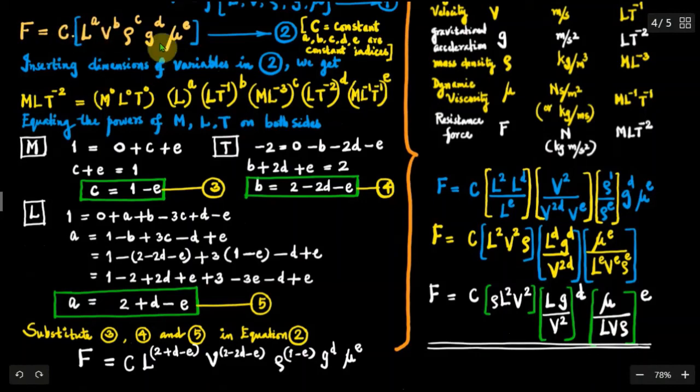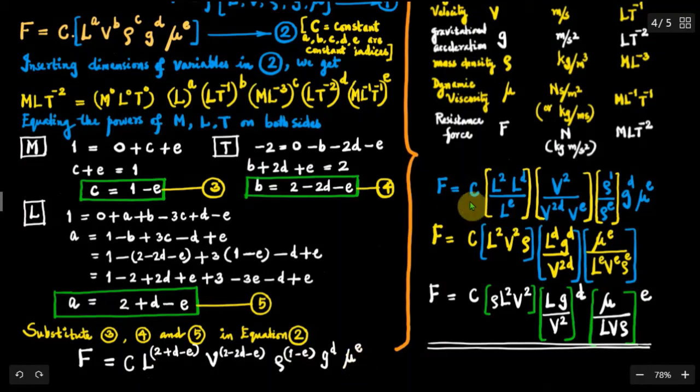So in this expression, F is equal to C into L raised to a, v raised to b, rho raised to c, g raised to d and mu raised to e. So substitute the values of a, b and c. Remember, all these indices we have got values in terms of d and e only. So F is equal to C into L raised to 2 plus d minus e, v raised to 2 minus 2d minus e, rho raised to 1 minus e, g raised to d and then mu raised to e.